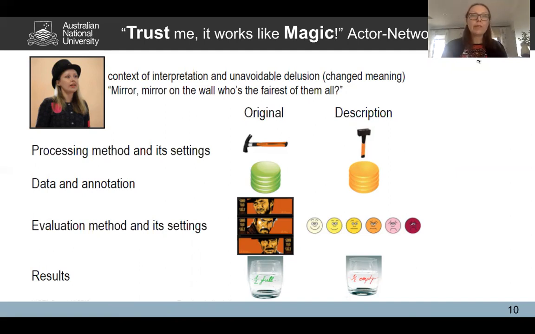The same applies to the evaluation method and its settings. The description very rarely is the same as what was actually done. And the same is true about the communication of the results. Is my cup half full or half empty? Depending on the author's culture and also whether they are representing academia or industry, the storyline might change a bit.